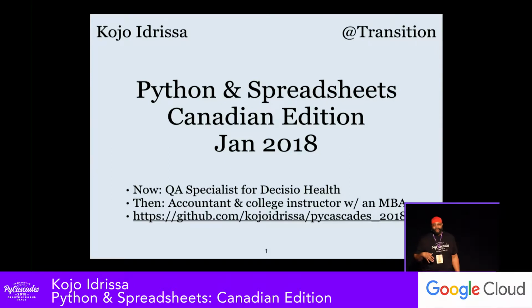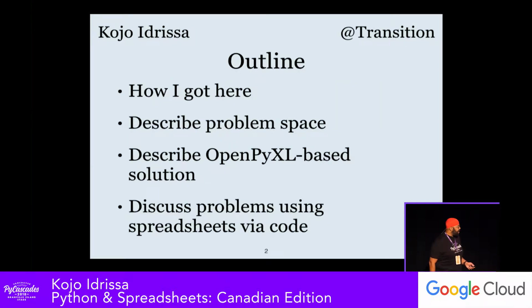I'm going to skip through. I'm not going to focus a whole lot on all of the code, largely because the interesting code in a situation like this is going to be based on your specific use case. I'm going to focus instead on the code that's unique to this library that I'm looking at. So how I got here, I'm going to focus on describing the problem space, and then I'm going to be using this library called OpenPyXL, and I'm going to describe how I'm using that as a solution. And then at the end, I'm going to discuss some of the problems you'll run into if you're trying to work with spreadsheets by way of code.